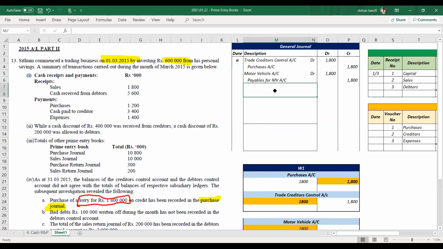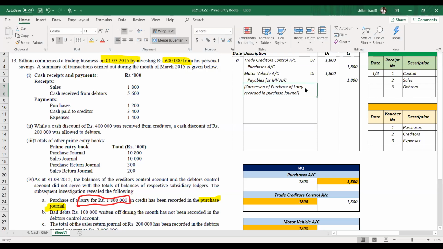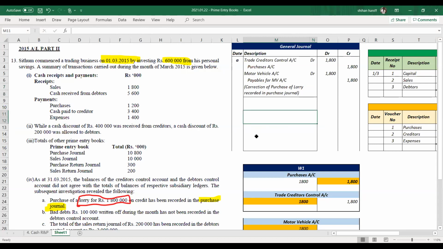Okay. So correction of purchase of lorry recorded in purchases journal. We are doing the error correction part.